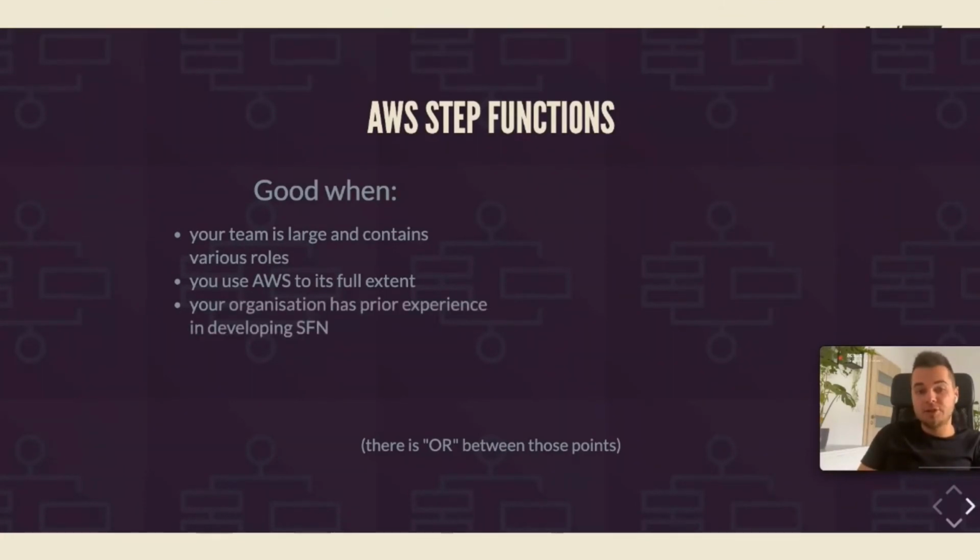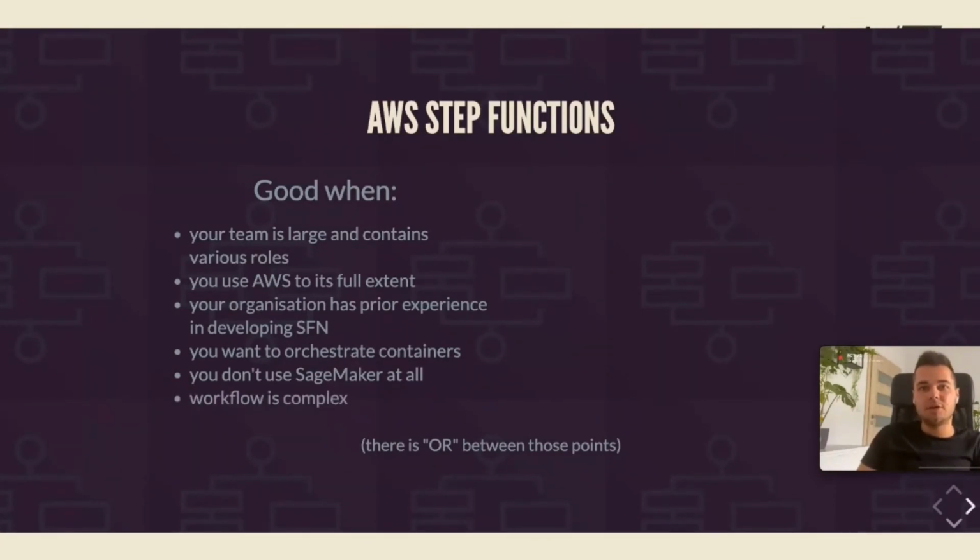Perhaps your organization has prior experience in developing step functions because, as I've said, they could have been used elsewhere, somewhere in the software development department, for example, and they can speed you up. Perhaps you'd like to orchestrate containers on Fargate or Batch, or you don't use SageMaker, though, then you can't use, for example, SageMaker pipelines. And lastly, when the workflow is complex, then step functions are the only choice. Oh, and also perhaps you'd like only one tool, because you can mix SageMaker pipelines with CodePipeline. That's an option as well, but then you'd end up with two tools, and maybe you expected one.